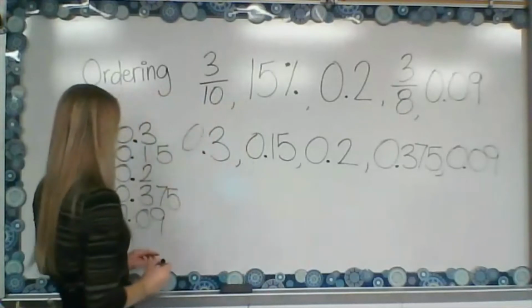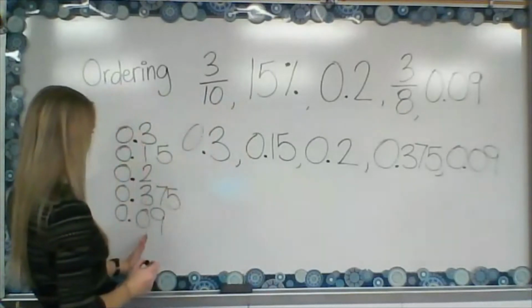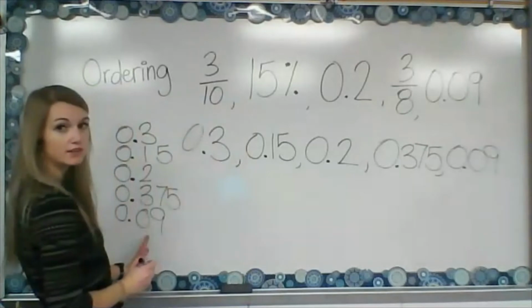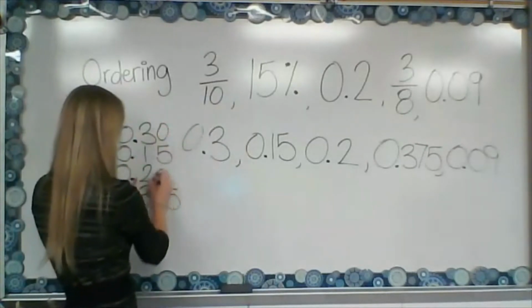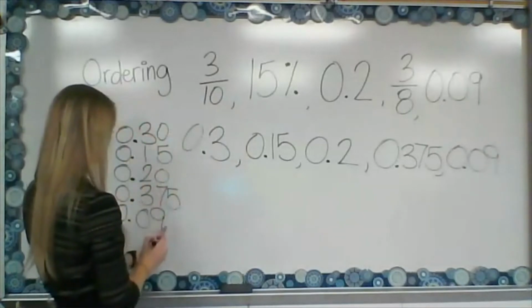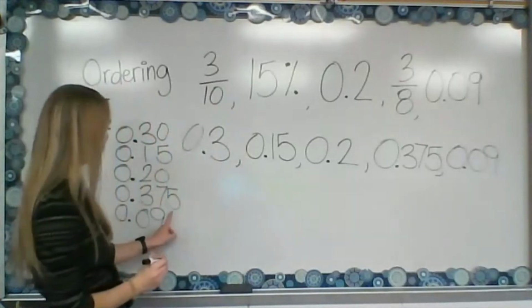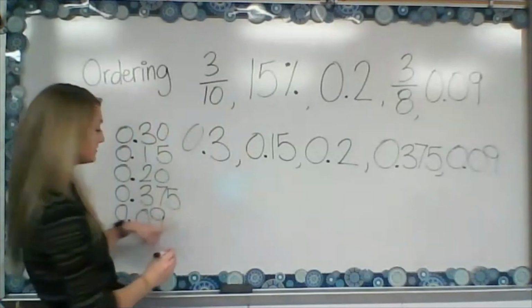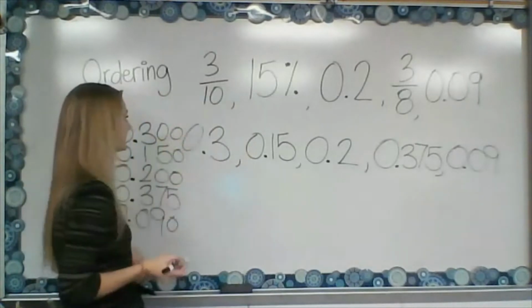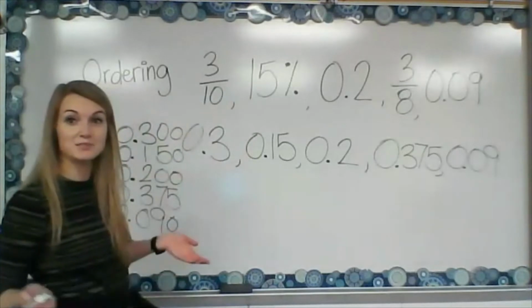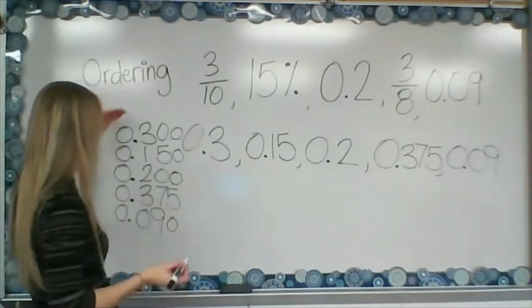So I have a number in the tenths place. So let's look at the hundredths place. I need a 0 here. I need a 0 here. And they're all filled in. What about the thousandths place? Only this one has one there. So I have to add zeros in all of these empty spaces. Now I can look at these numbers and say, smallest to biggest.